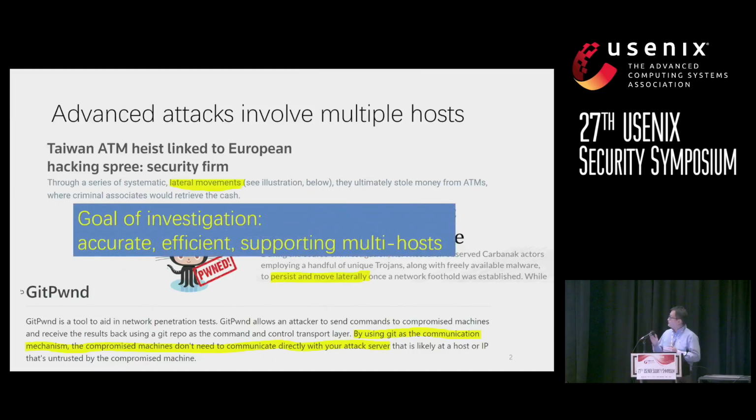After the attack happens, our goal is to investigate these attacks with the goals of accuracy, efficiency, and of course supporting multiple hosts in this background. So this work focuses on the challenges when we try to achieve these goals and our corresponding approaches.